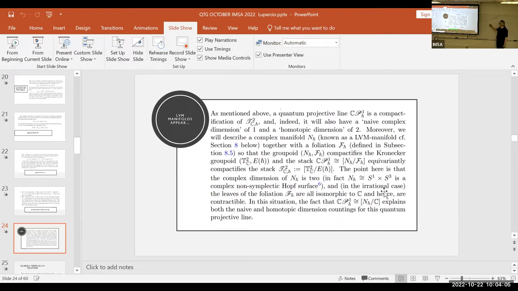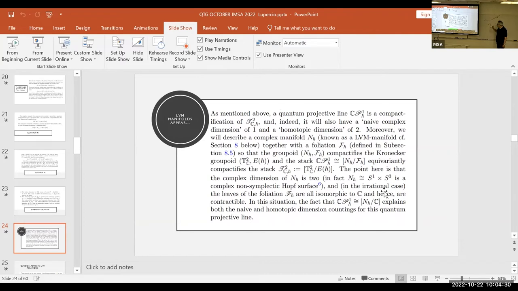So here X acquires a gerbe degree of freedom. Because it has a stabilizer now at every point, it has a stabilizer. You did it like this. In the world of stacks, if you do it like this, then it's not quite X, it's the calibrated version of X.